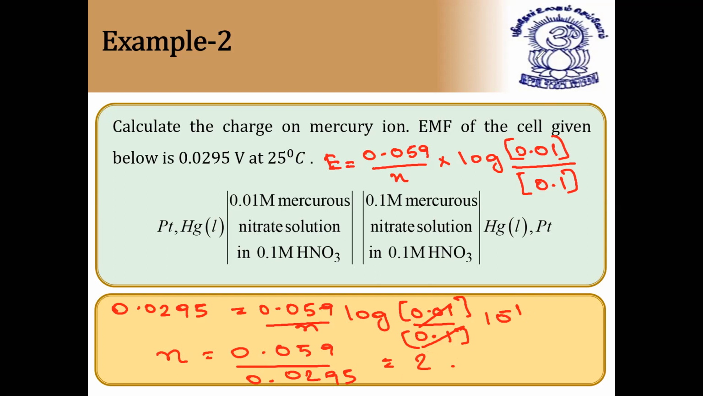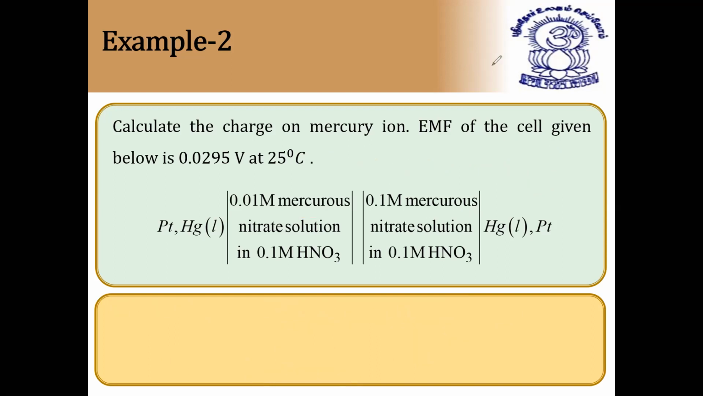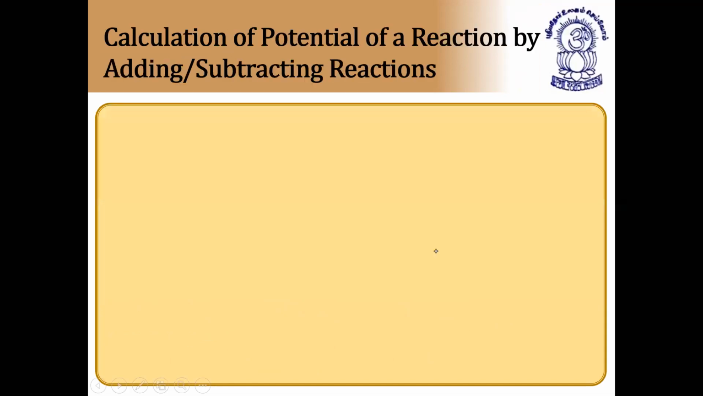So here they have given concentrations of left hand side and concentrations of right hand side. Left hand side we have to write on the top, right hand side we have to write on the base, that is denominator. And E degree of cell is equal to, by applying Nernst equation, you can find charge. What is charge? Charge is denoted by the letter N. So N is equal to 2. So it is clear? Yes, charge is plus 2.